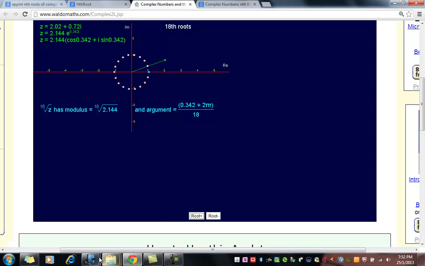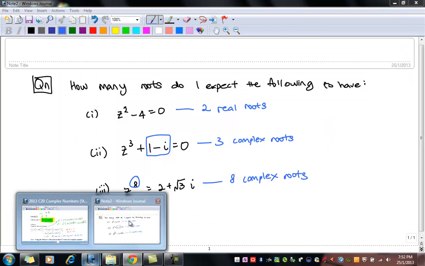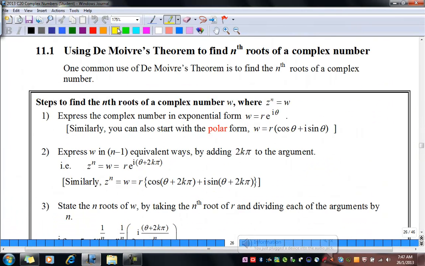We are going to look at how we can find out the values of these roots now. I will begin by explaining the steps we could take to find the nth roots of a complex number w, such that z to the power of n equals w, and then I will also attempt to explain the rationale for each step along the way.